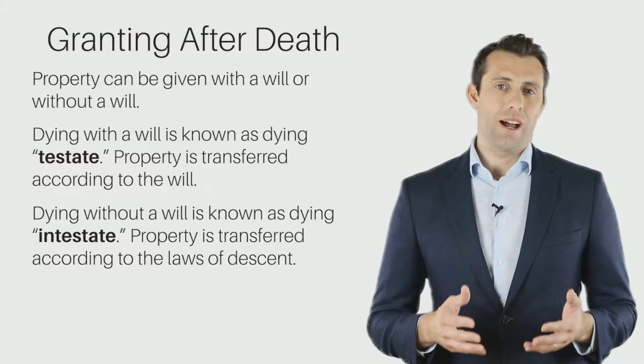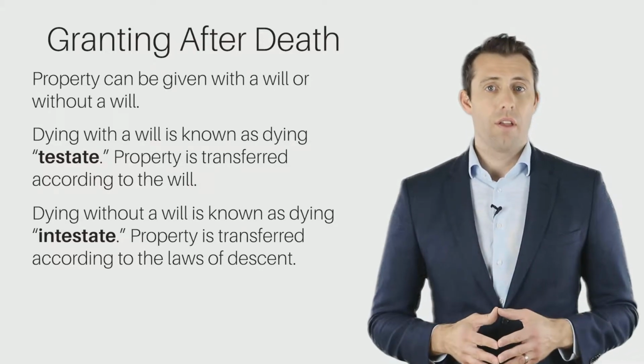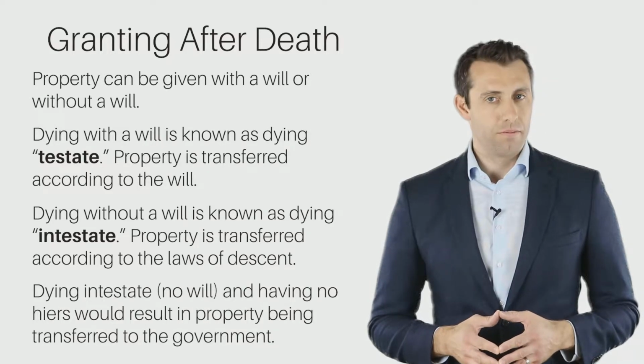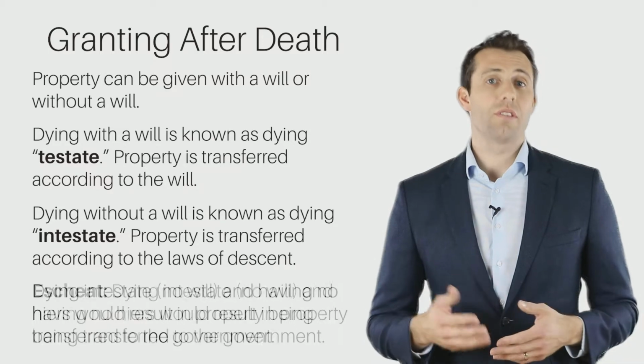If a person were to die intestate and have no heirs, meaning the laws of descent wouldn't apply, their property would transfer to the government. The legal doctrine for this transfer to the government is known as escheat.